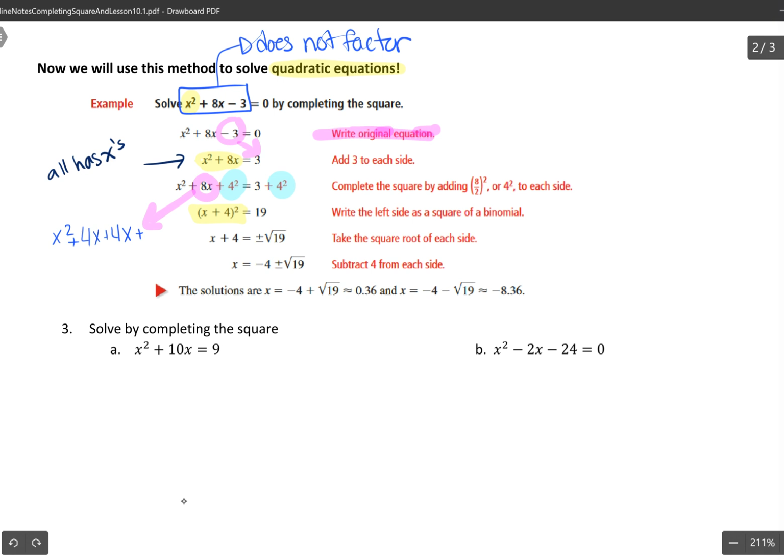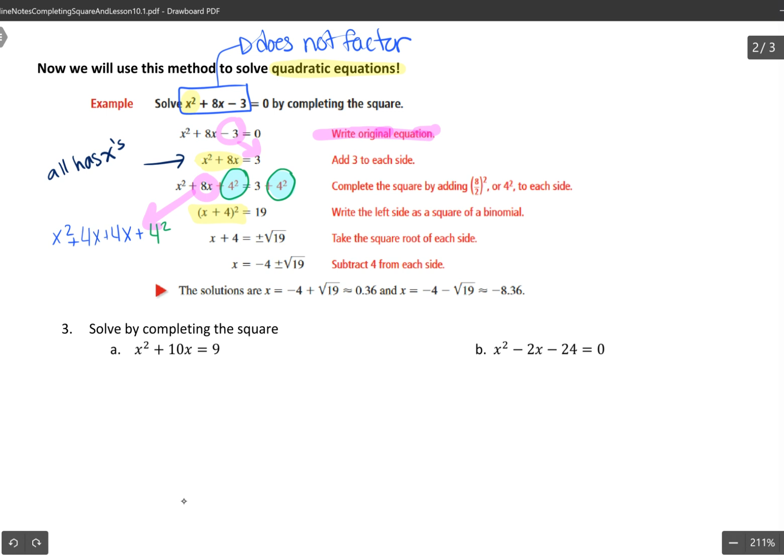And then what we did here is what we would add. What we're missing is the 4 squared. So I'm going to go ahead and add 4 squared. And if I add it on one side, I have to add it on both. Alright, so then I factor into x plus 4 quantity squared. And then equals 3 plus 4 squared, which is 16, so that'd be equals 19.